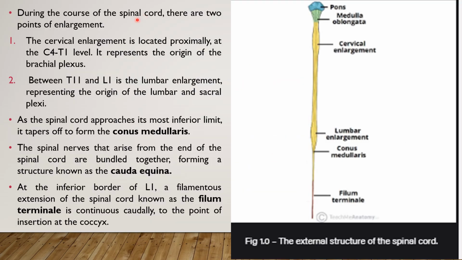During the course of the spinal cord, there are two points of enlargement: cervical enlargement and lumbar enlargement. The cervical enlargement is located between C4 to T1 level and the lumbar enlargement is between T11 to L1 level. In this image you can see the cervical enlargement and lumbar enlargement.